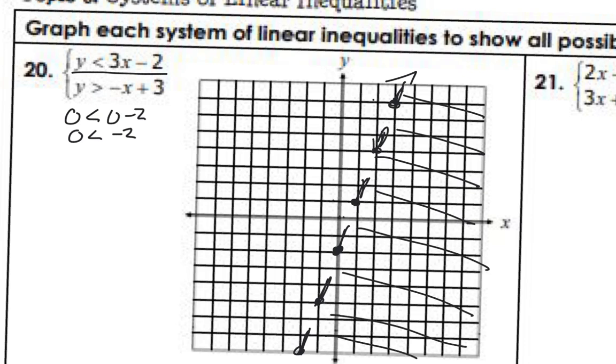So now let's look at the next equation. y is greater than negative x plus 3. So we're going to go to positive 3. The slope is negative 1. So down 1 to the left 1. Okay, this one's also going to be dash. So we're just going to try to draw that out a little bit. Here, here, here, here. So this is my dash line.